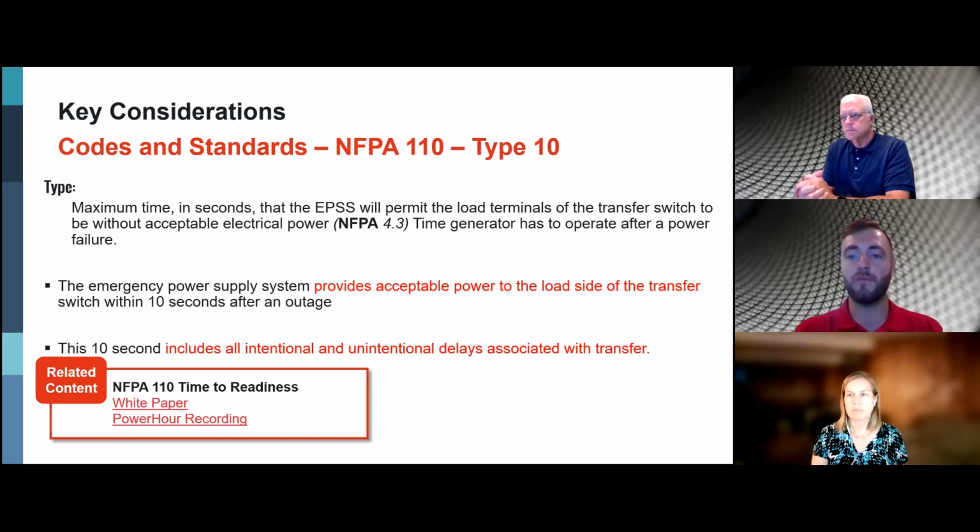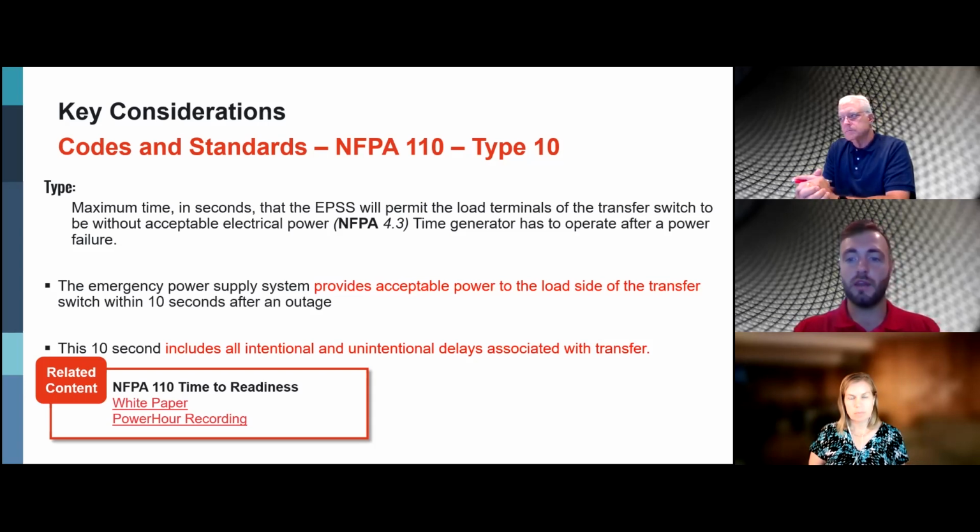Now, this can be found in reference in NFPA 110, 4.3. And it is the time the generator has to operate after a power failure. So that means that a Type 10 emergency power supply system must be able to provide acceptable power to the load side of the transfer switch within 10 seconds of an outage. That also, keep this in mind, includes all intentional and unintentional delays associated with the transfer.